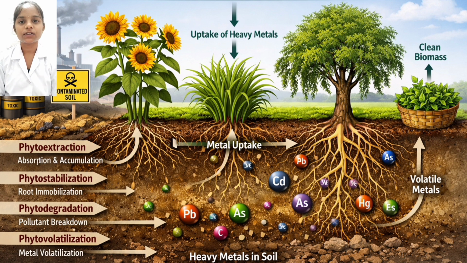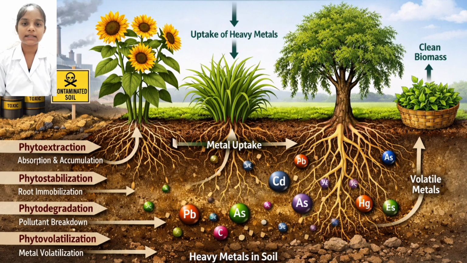And next, phytovolatilization, which means metal volatilization. In phytovolatilization, plants absorb certain metals. These metals are converted into volatile forms. The volatile forms are released into the atmosphere through leaves. For example, mercury and selenium may undergo this process.